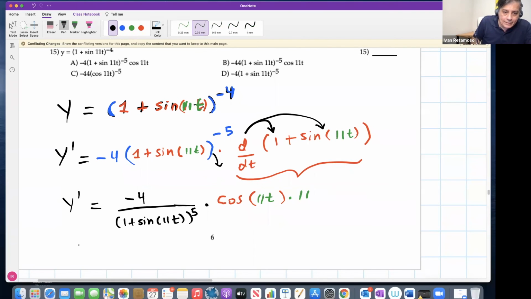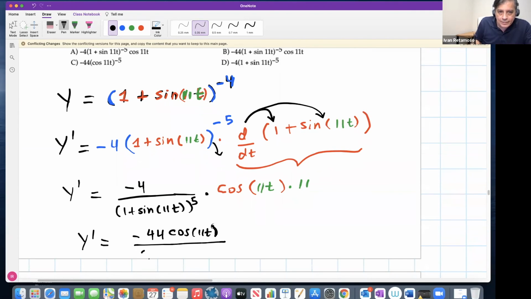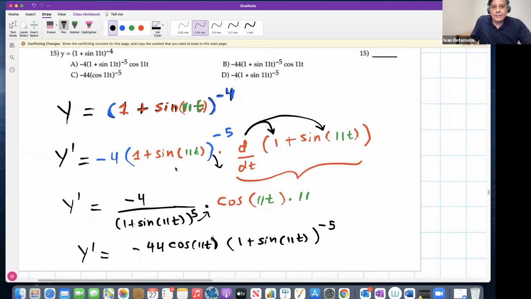So finally, derivative here will be equal to -4 times 11, minus 44, multiplied by cosine of 11t, all divided by this guy, 1 plus. Well, notice that they have not written this on the bottom, so just put it back in there, right? Often 99% of the time they do it, but this time they just left this alone. So this should be 1 plus sine of 11t raised to -5, right? And that should be there.